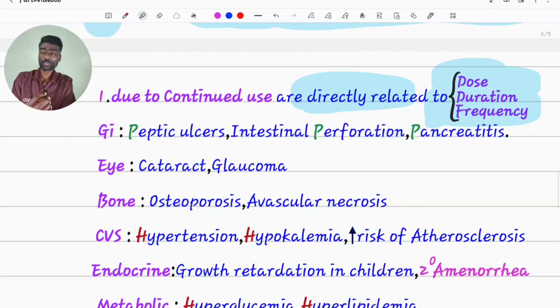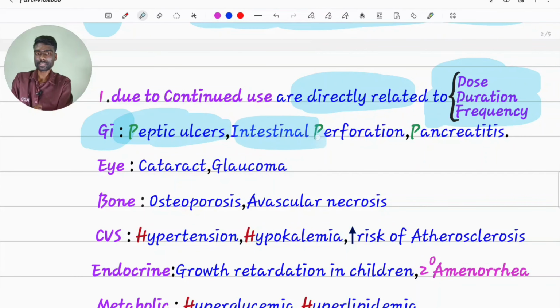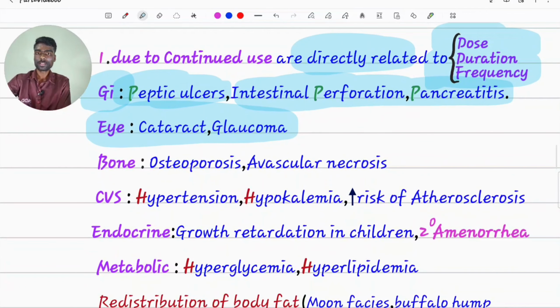If you give more dose, more number of times, more duration, side effects will be more. What are those side effects? GI side effects, mainly peptic ulcers, intestinal perforation, pancreatitis, mainly ulcers. For eye, cataracts and glaucoma. Cataracts, osteoporosis, these are all not dose dependent. Even with short course of duration also they may occur.